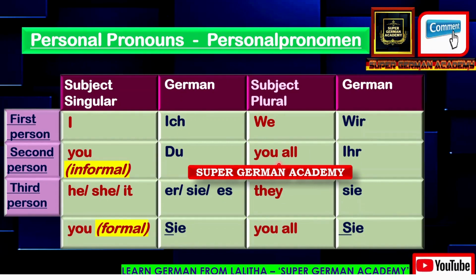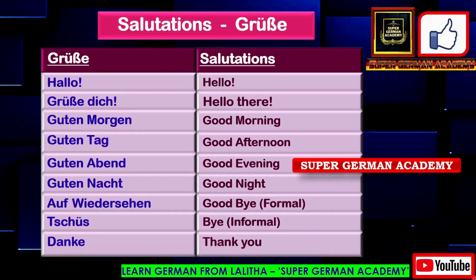It means, suppose you're speaking to some people who are younger than you, for example children or some students, then you say "ihr", meaning "you all". When you want to address a few children or a few students, you'll use this "you all", that is "ihr".